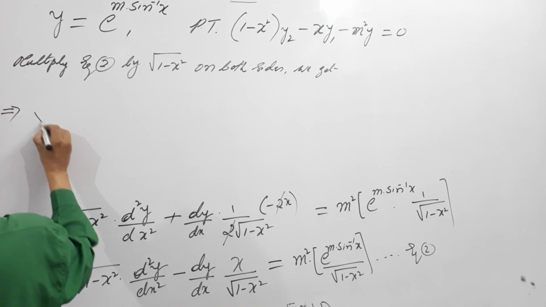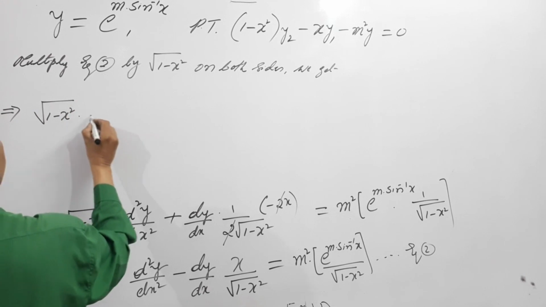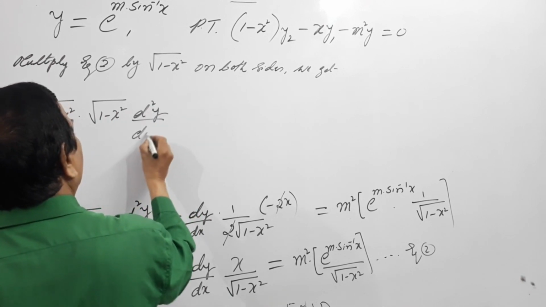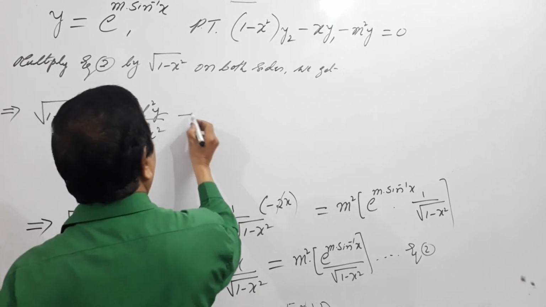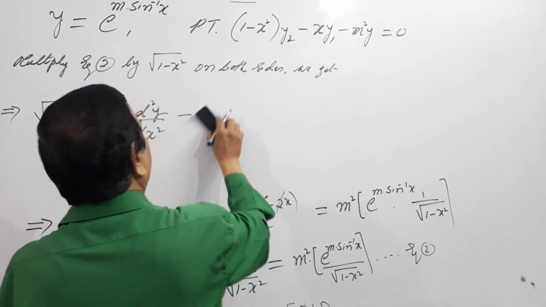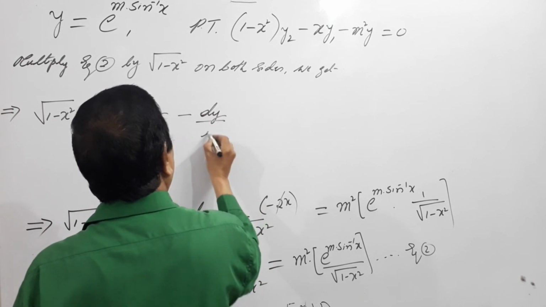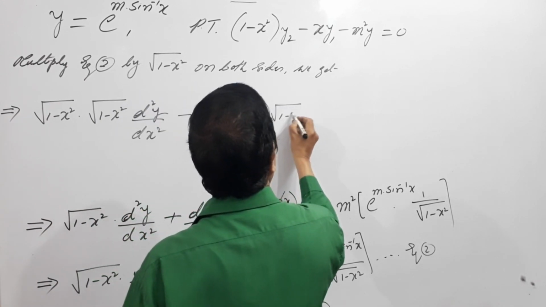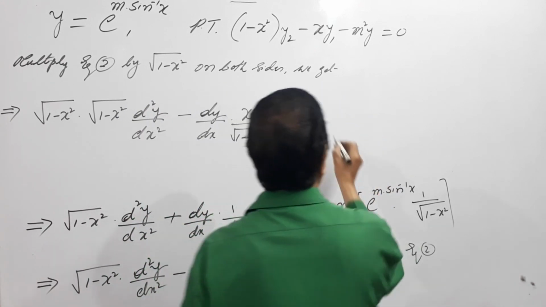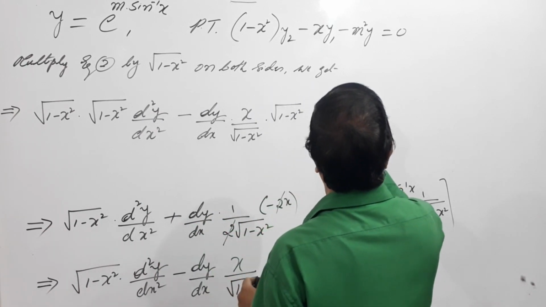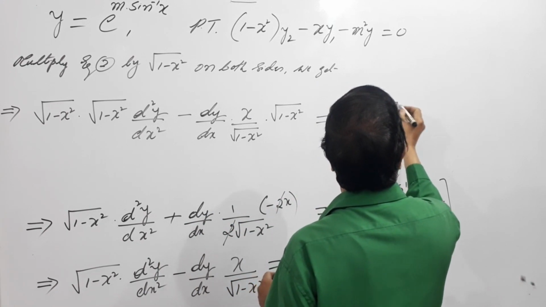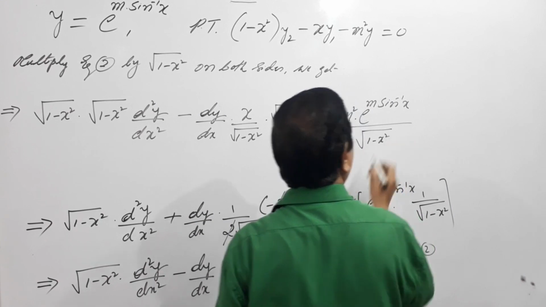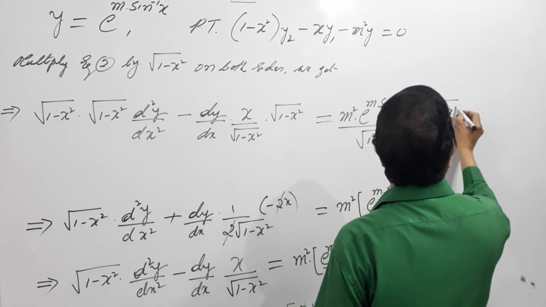That is nothing but under the root 1 minus x square into under the root 1 minus x square d square y by dx square minus x dy by dx into under the root 1 minus x square into under the root 1 minus x square equals to m square e to the power of m into sin inverse x divided by 1 minus x square into under the root 1 minus x square.